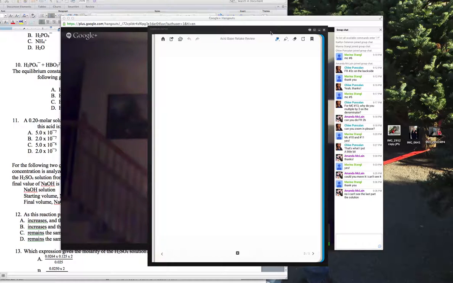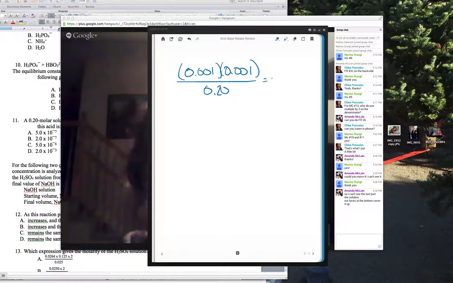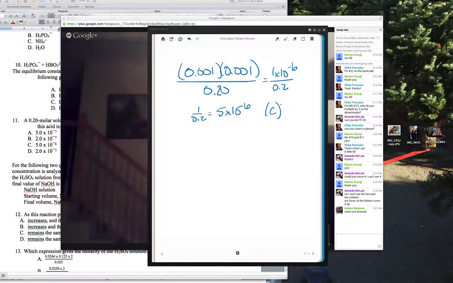I don't know why it's cutting off for you. So we had 0.001 times 0.001 all over, oh, the fraction is at the bottom, I gotcha. 0.20, so that's 1 times 10 to the negative 6th over 0.2. And then 1 divided by 0.2 is equal to 5. And you can keep the times 10 to the negative 6th. So that's the C answer.